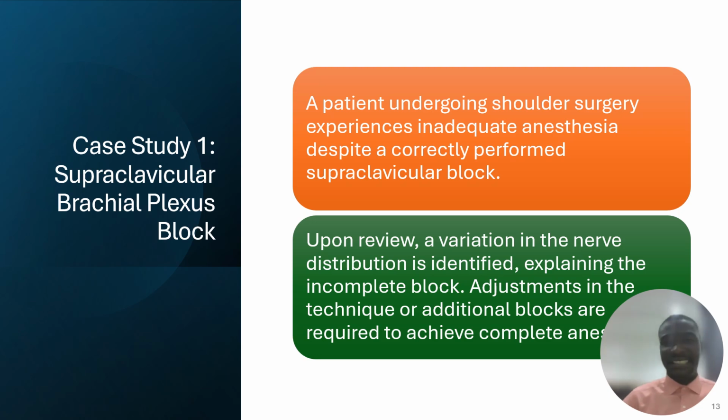Now, let's appreciate this case study and use that to reflect more on the implications of these variations as future healthcare practitioners. This is a scenario of a patient undergoing shoulder surgery who experiences inadequate anesthesia despite a correctly performed supraclavicular block. Upon review, a variation in the nerve distribution is identified, explaining the incomplete block. And then, of course, adjustments in technique or additional blocks are normally required to be able to achieve complete anesthesia.